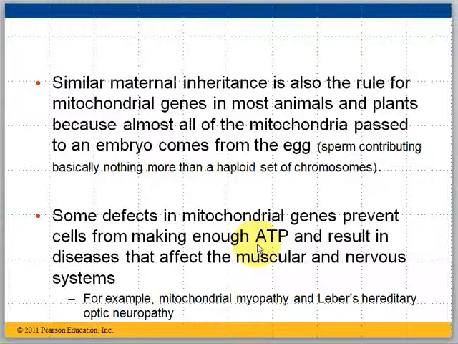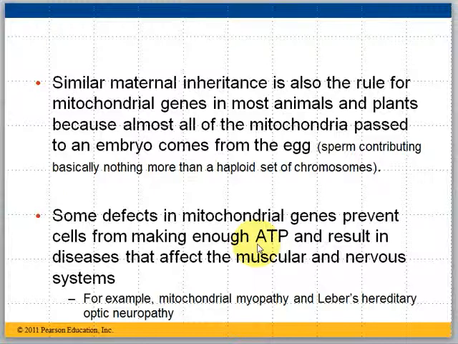Some defects in mitochondrial genes will prevent the cell from making enough ATP, and that can result in some diseases that affect your muscles and your nervous system. There's a couple of problems, one of them called mitochondrial myopathy and one called Leber's hereditary optic neuropathy. These are all related to the genes located inside the mitochondria, which are different, a separate set apart from the nucleus. The product of most mitochondrial genes.